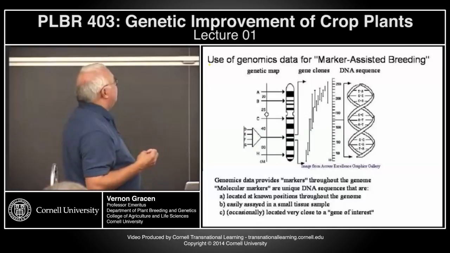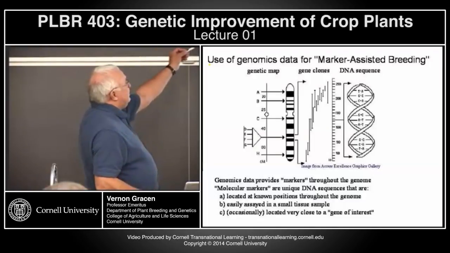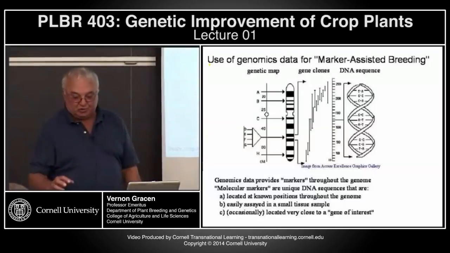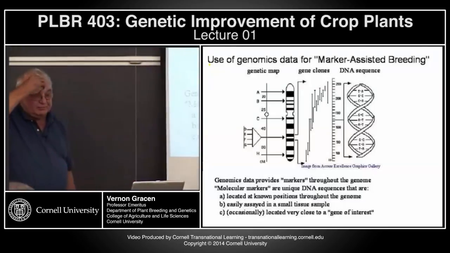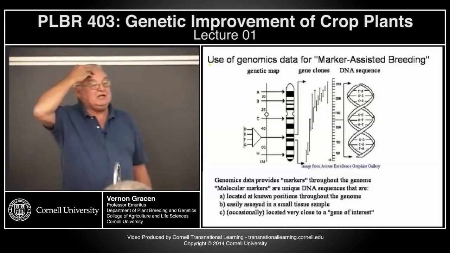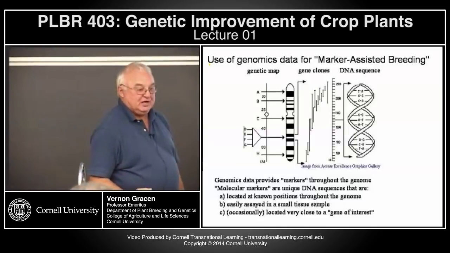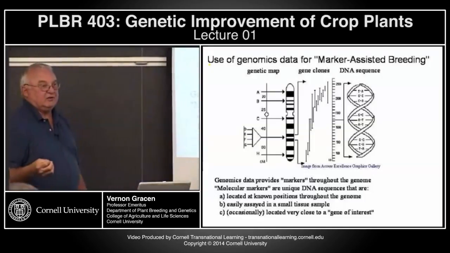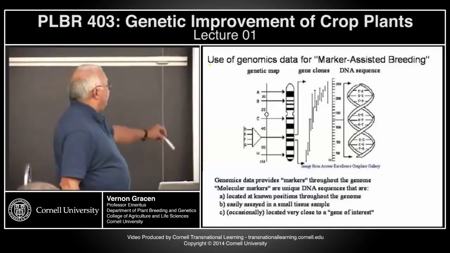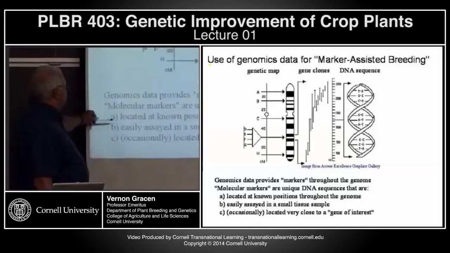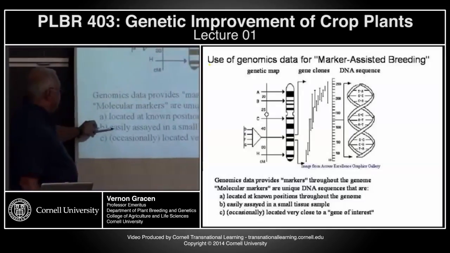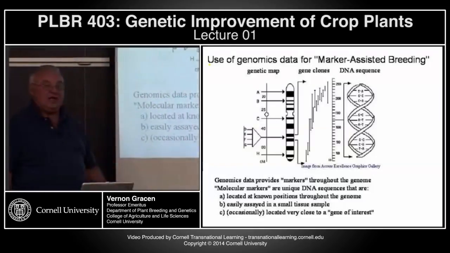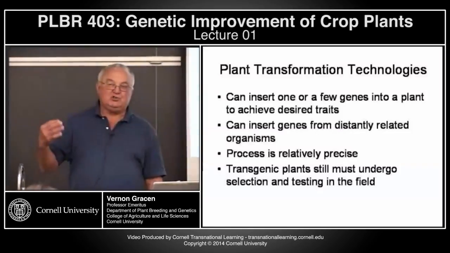Recombinant DNA tools allow us to identify genes that control traits and to move those genes around to produce crops with improved traits. Probably the biggest application to date in plant breeding is marker-assisted breeding, and we'll talk about that extensively in another lecture. The use of molecular markers: they're located in known positions in the genome. They're easily assayed with small amounts of tissue. Occasionally, they happen to be located next to a gene of interest.